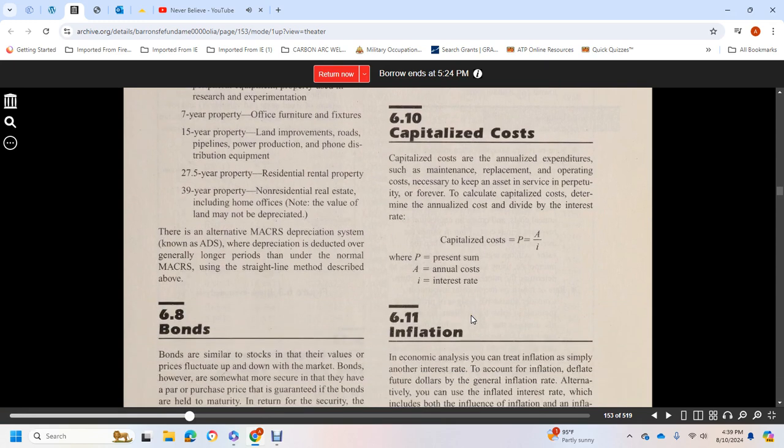6.10, Capitalized cost. Capitalized cost is the annualized expenditure for the maintenance, replacement, and operating costs necessary to keep an asset in service in perpetuity, forever. The capitalized cost is determined by dividing the annual cost by the interest rate.